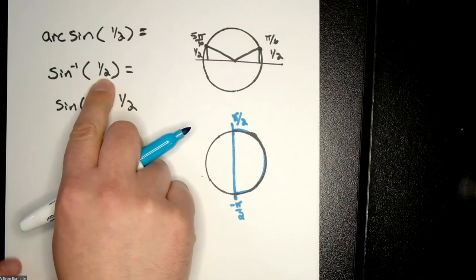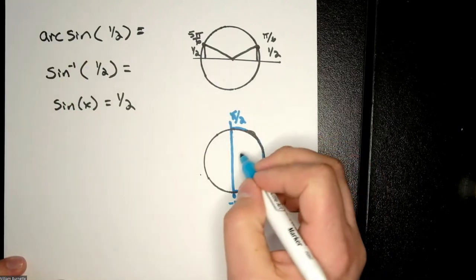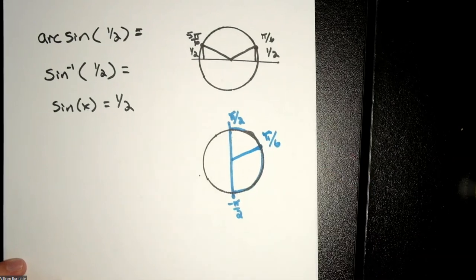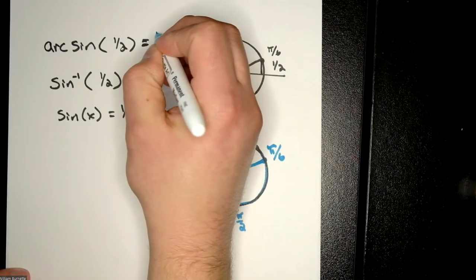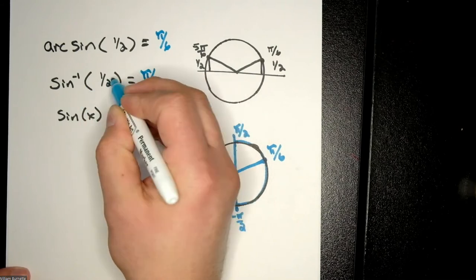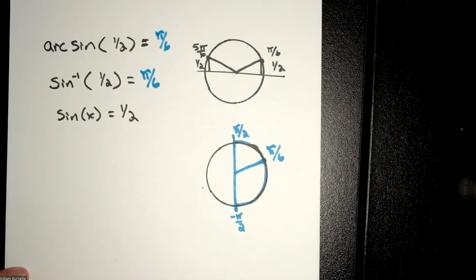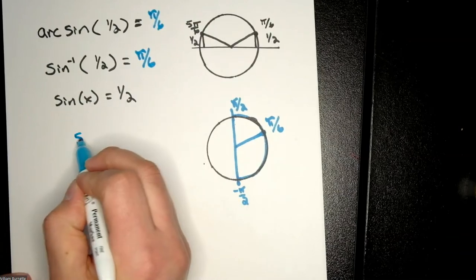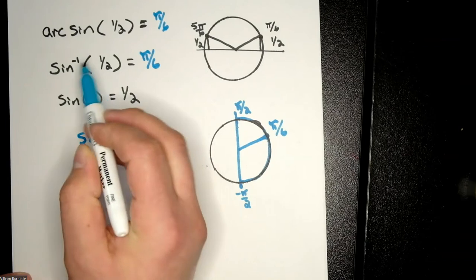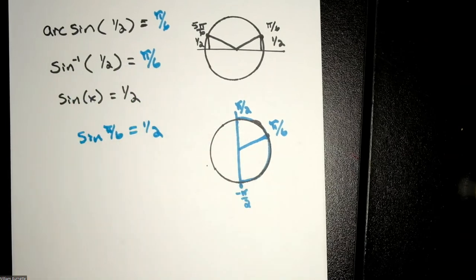And now when I ask this question, what is the arc sine of 1/2? You can say, well, 1/2 is right here at pi over 6. So the answer to this is pi over 6. Or if it's written out like this, same answer because it's the same question. It's pi over 6. And what this means is the sine of pi over 6 is equal to 1/2, and the sine inverse of 1/2 equals pi over 6.